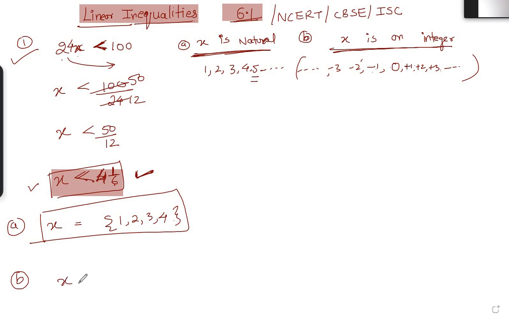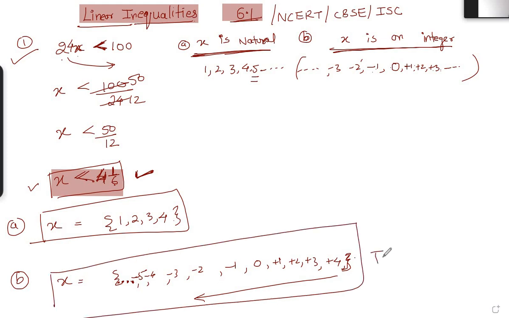So what will be the values? It will be actually 0, plus 1, plus 2, plus 3, plus 4, and plus 5 I will not take. Correct? And everything less than 4, so it may be minus 1, minus 2, minus 3, minus 4, minus 5 and so on. Because we cannot write all the integers less than 4, we can represent it by dots. Dots mean it is in continuation, meaning there are many more numbers before this also. So this is my answer for integers.